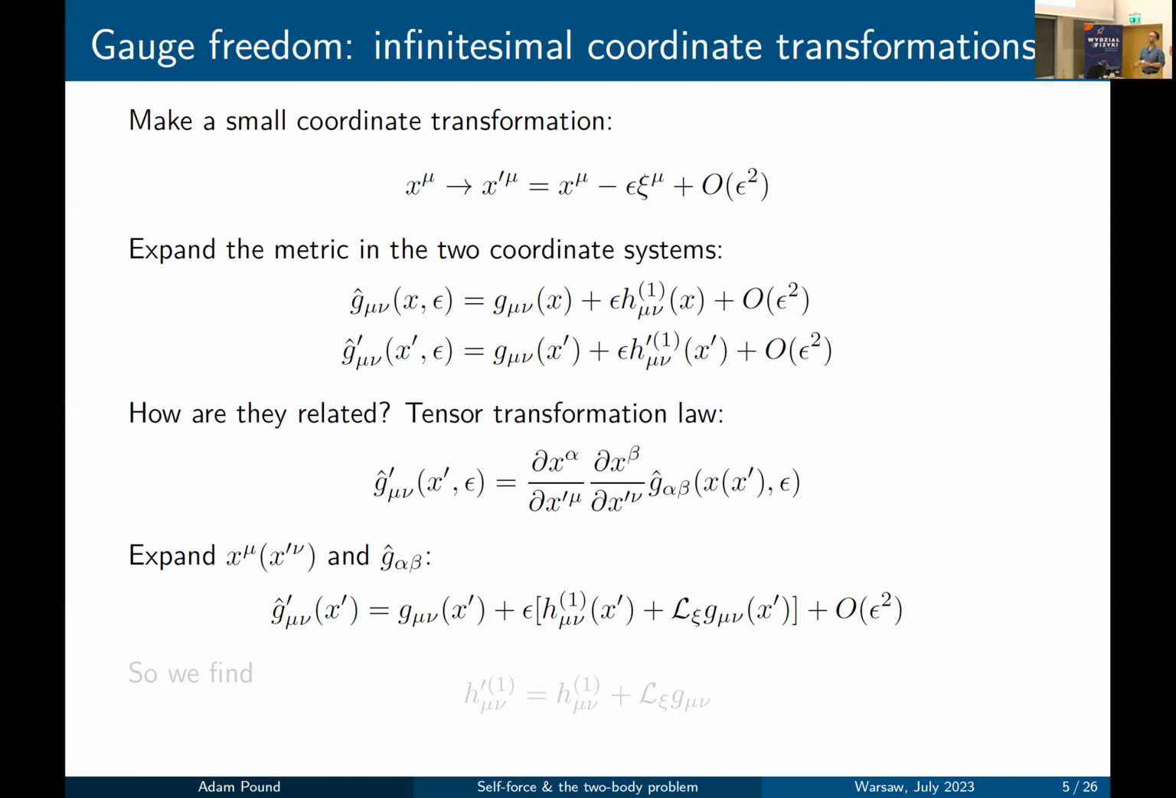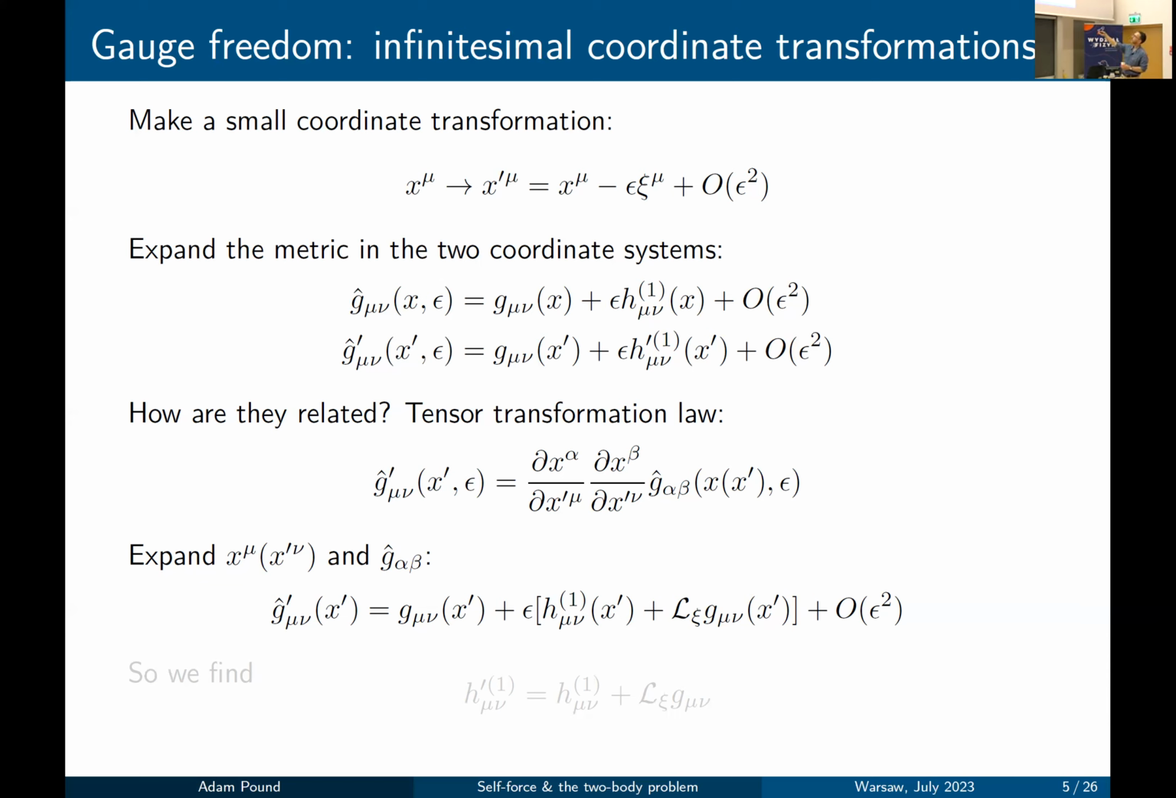Expand everything out, do a little bit of very simple manipulation, and you get this form. G prime at x prime is equal to the old g, but now just evaluated at x prime, so it's just at the same coordinate position as on the left-hand side, is equal to h, which was the perturbation in the unprimed coordinates, plus this Lie derivative along the vector field xi. The vector field xi was introduced back up here as my small transformation.